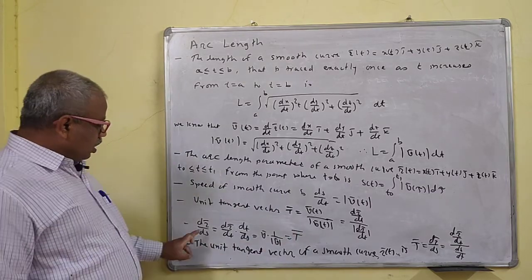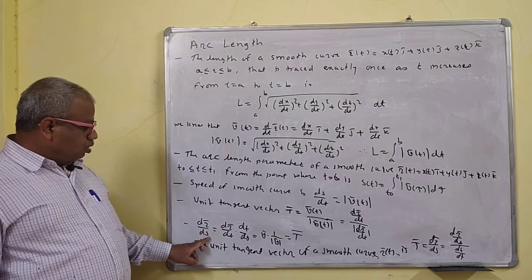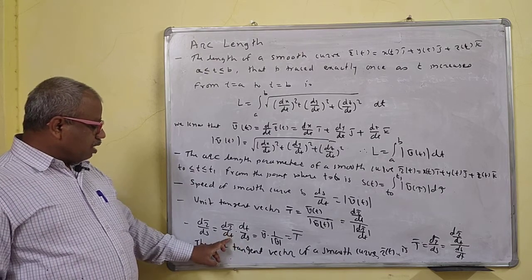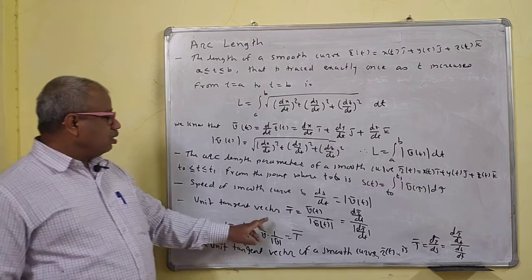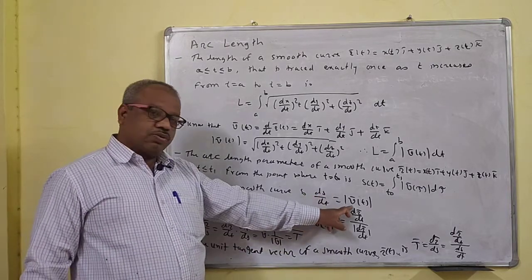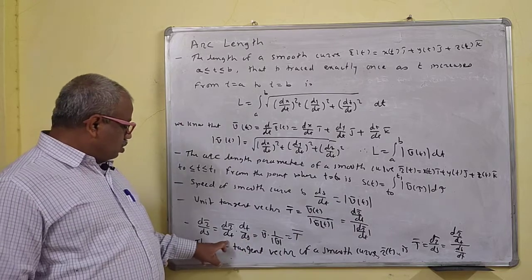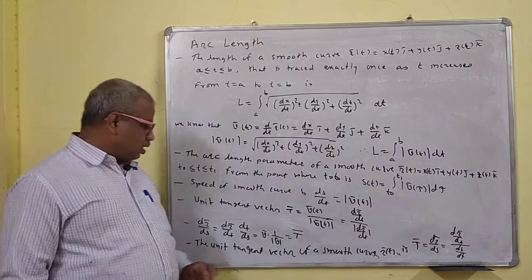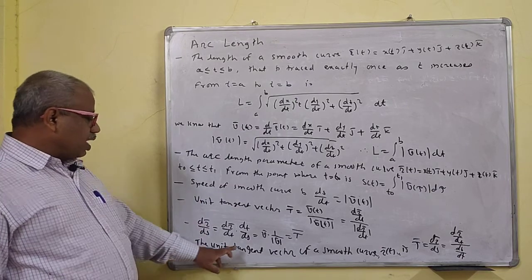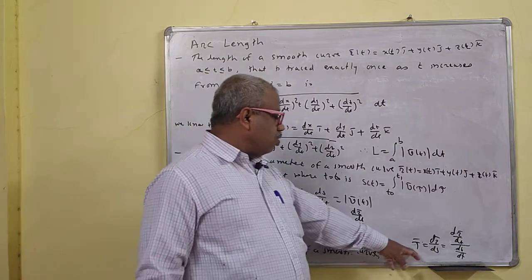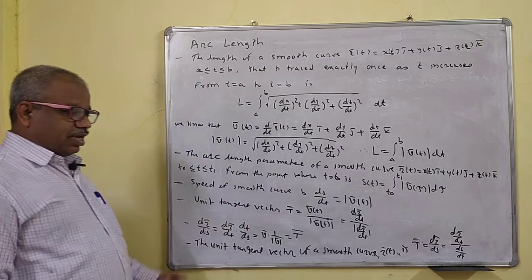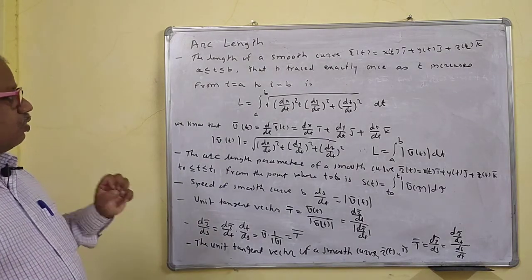Now dr by ds, by the chain rule, is dr by dt times dt by ds. Here dr by dt is v bar, and dt by ds is 1 upon ds by dt, so this is nothing but the unit tangent vector. So dr by ds is also the unit tangent vector. The unit tangent vector of a smooth curve r bar of t is dr by dt upon ds by dt. Now we'll see the problems on it.